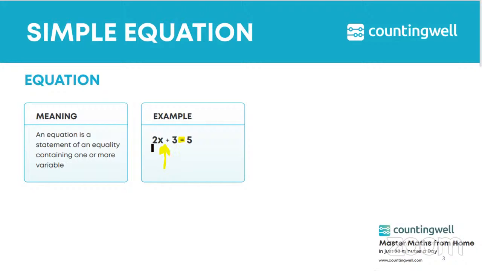An equation can consist of more than one variable as well. So if I say 2x plus 2y equals 10, then that is also an equation having two variables x and y. An equation can have three variables as well. So if I say x plus y plus z equals 5, then it is also an equation. So it should be a mathematical statement involving the equality sign.